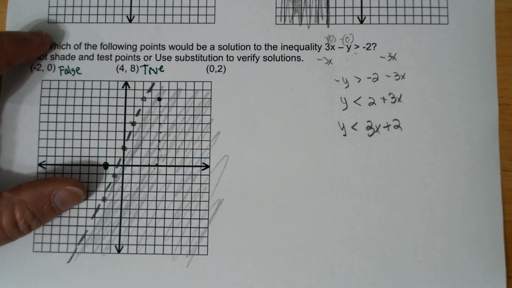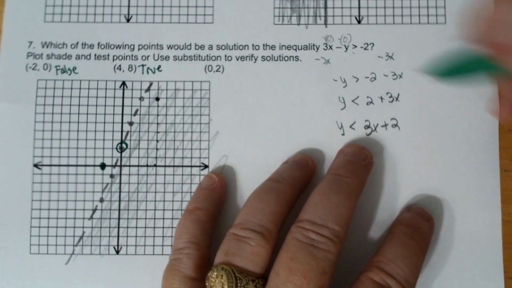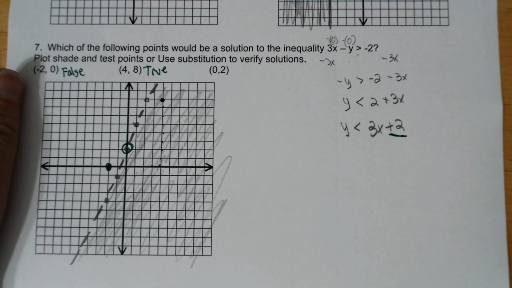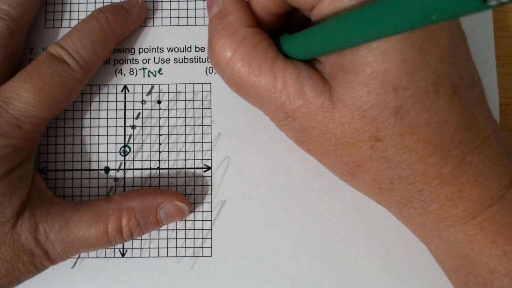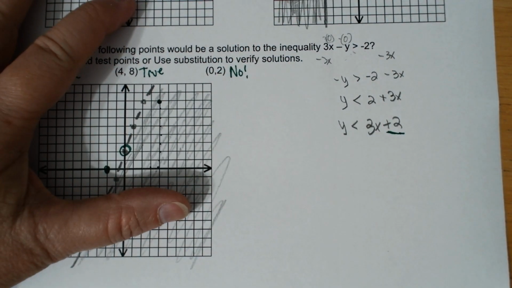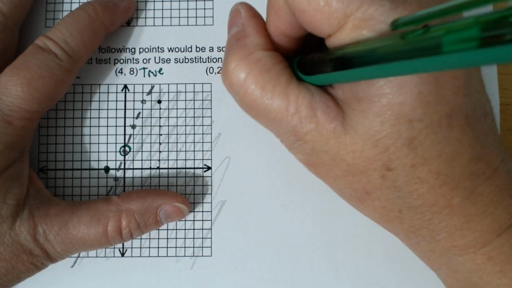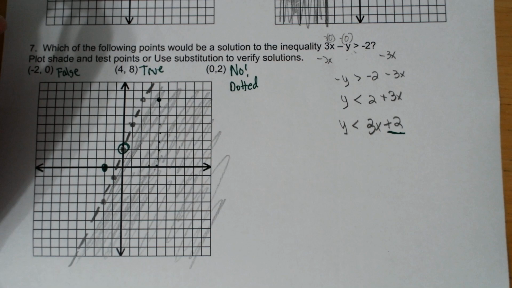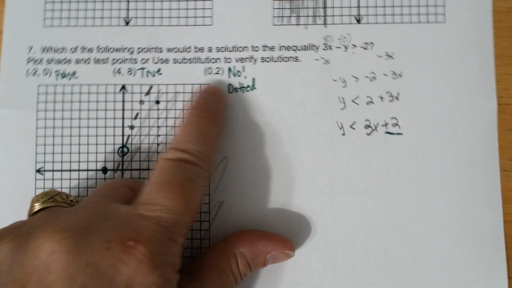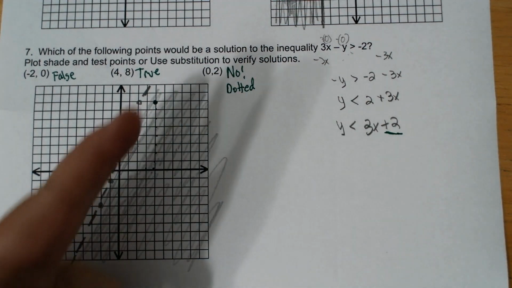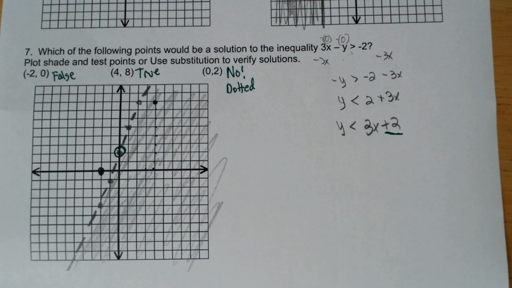0, 2. Right there. It's your y-intercept. However, he is not a solution because he sits on a dotted line, and dotted lines are not included in your solutions. So let's put it another way. If this was a solid line, that would be a yes. Because it's a dotted line, that is a no. So things on a solid line are solutions. Points on a dashed line are not solutions.